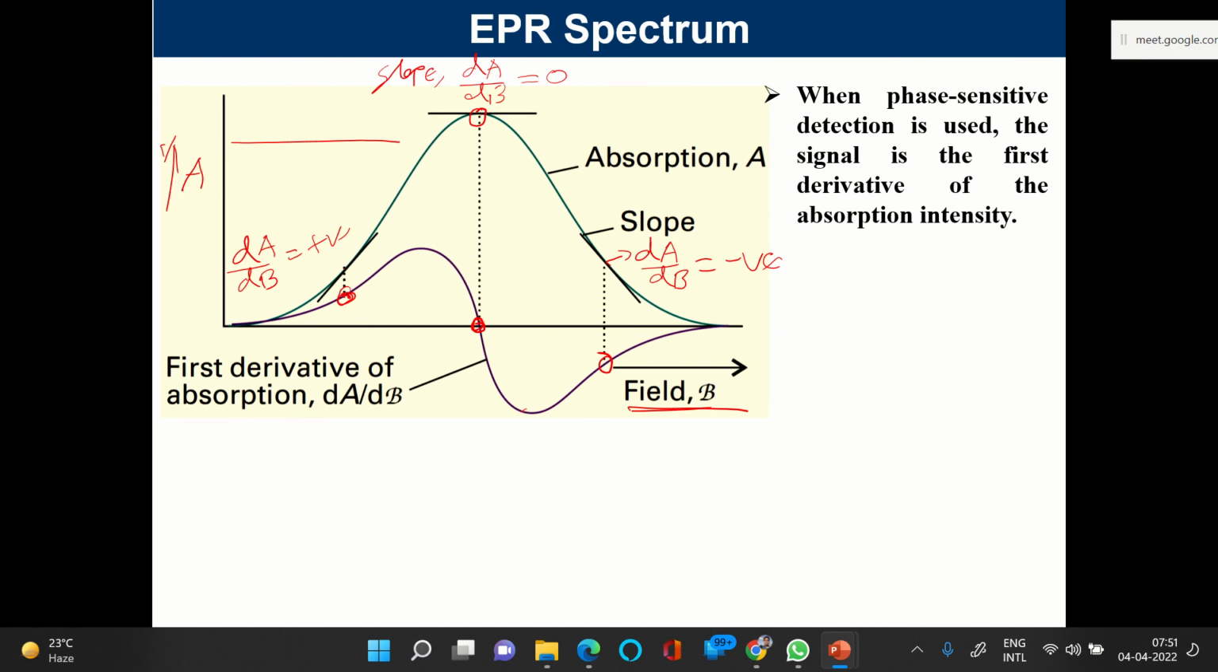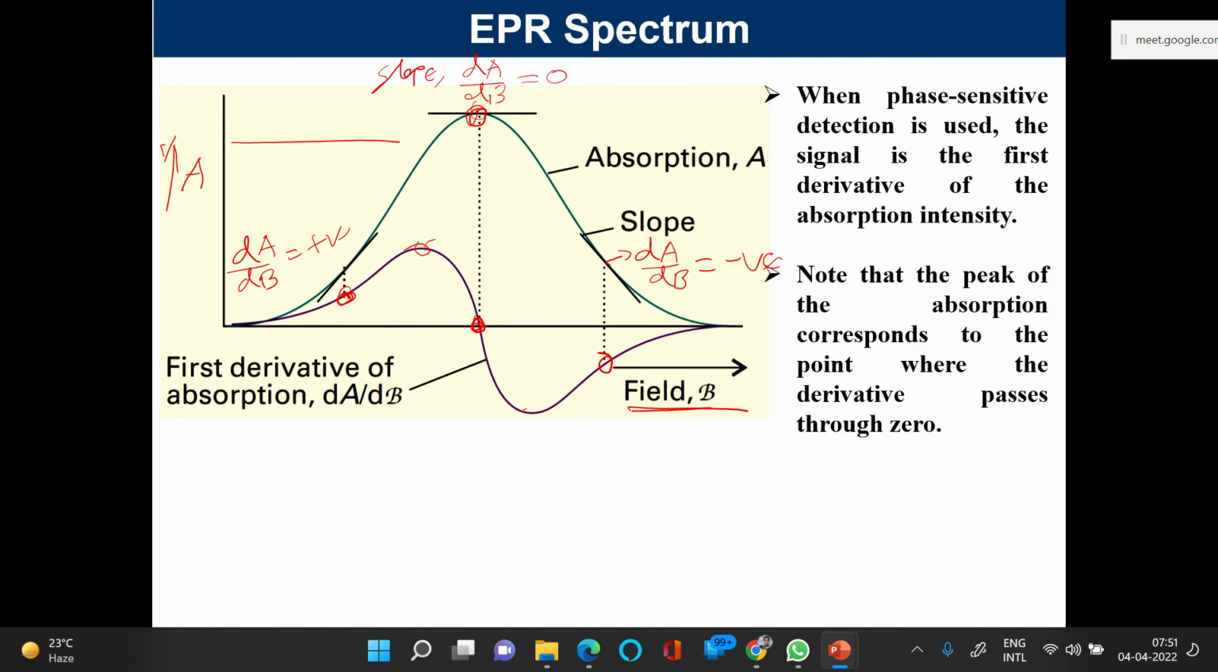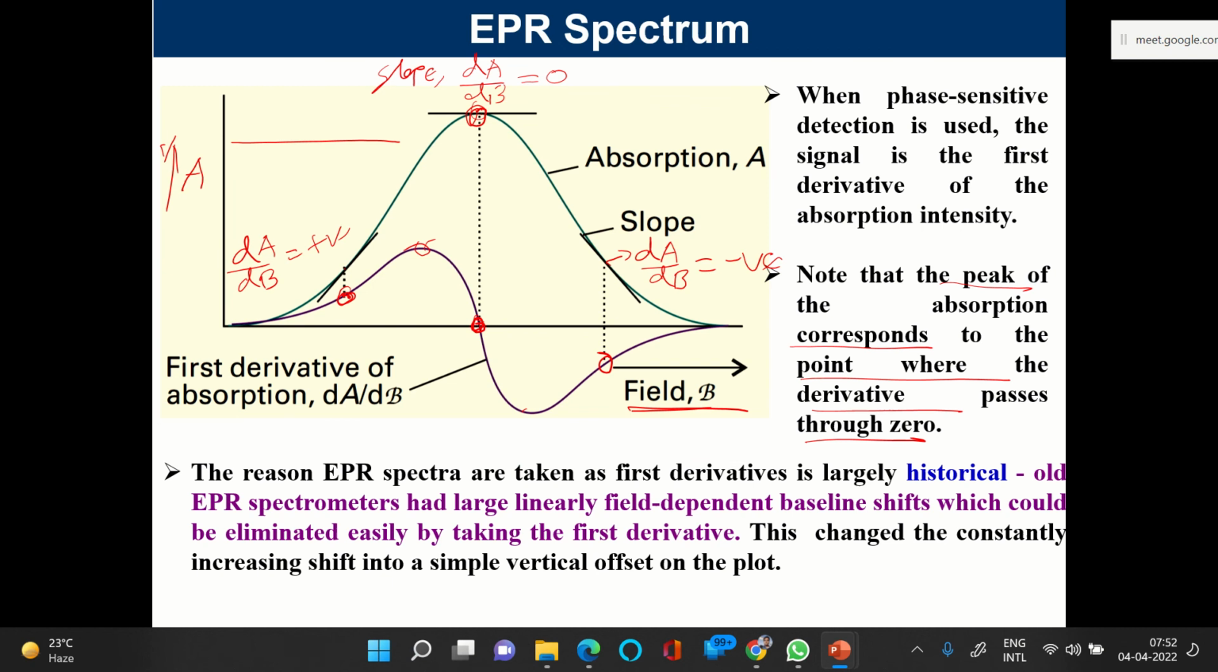So that is what it is doing. The fastest change in that signal, as the field is varied, appears at this particular point. It is the change in signal, and this is the maximum obtained signal. So the peak is here. Look at it in the first derivative. The peak of the absorption signal corresponds to the point where the derivative passes through 0. That is the important point that we have just learned.